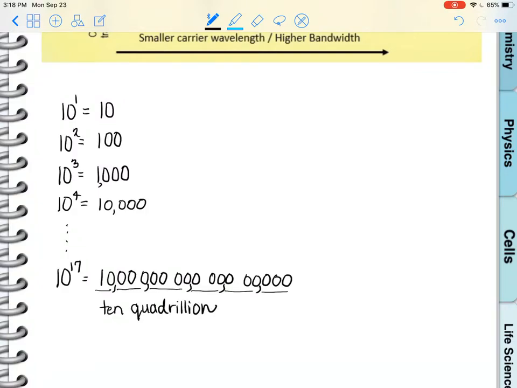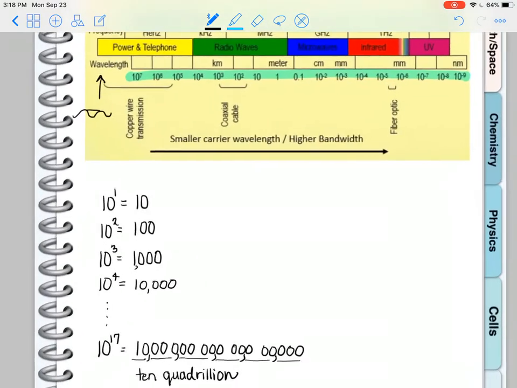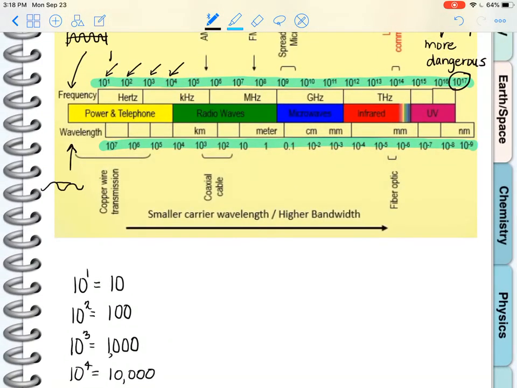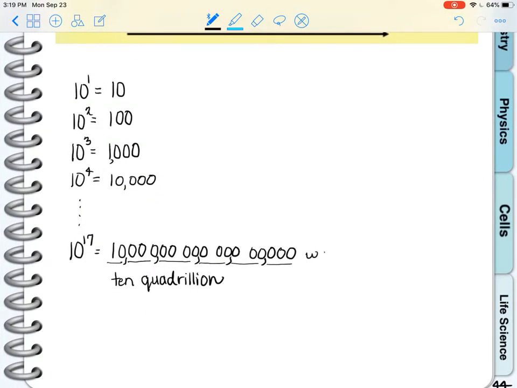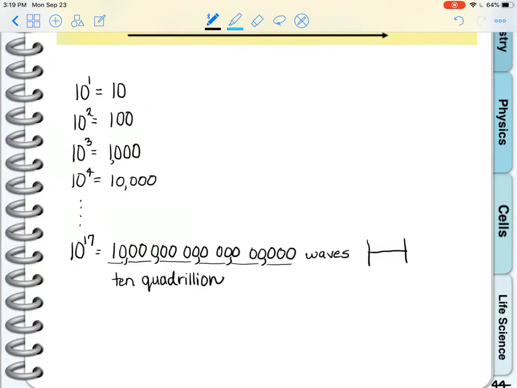Okay, so let's look back at our spectrum. 10 to the first power is just plain old 10. So if you're talking about power in telephone, you have 10 waves that pass that frequency interval in 1 second. If you're talking about gamma rays, the dangerous ones, you have this many waves that pass in this little interval. So that tells you how fast those waves are moving. The higher the frequency, the more dangerous the wave generally.